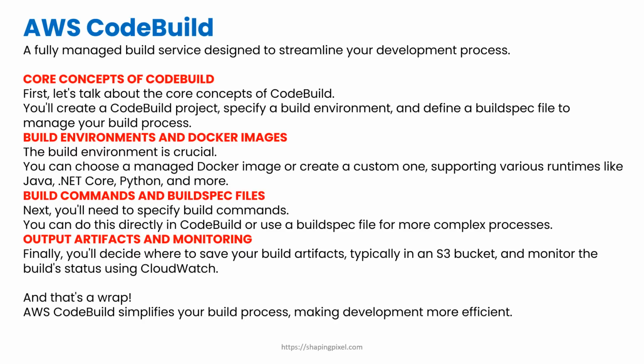You can choose a managed Docker image or create a custom one, supporting various runtimes like Java, .NET Core, Python, and more. Next, you will need to specify build commands. You can do this directly in CodeBuild or use a buildspec file for more complex processes. Finally, you will decide where to save your build artifacts, typically in an S3 bucket, and monitor the build status using CloudWatch. And that's a wrap. AWS CodeBuild simplifies your build process, making development more efficient.